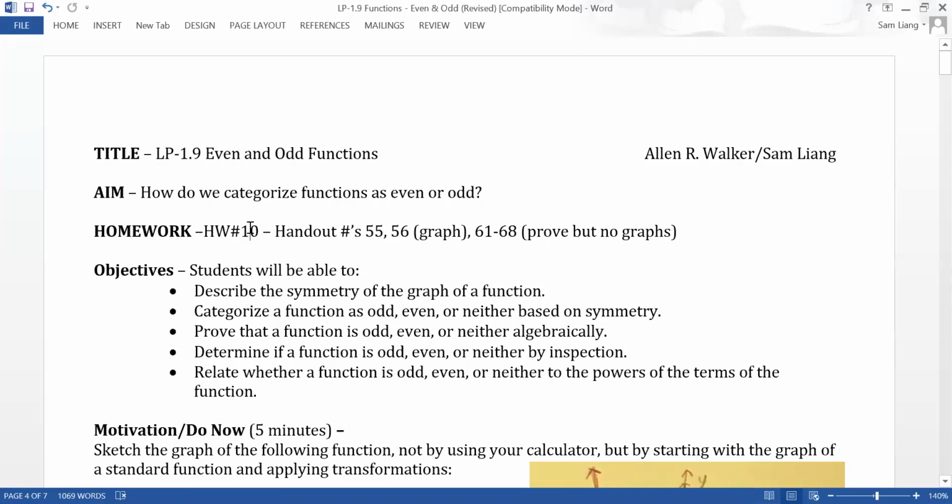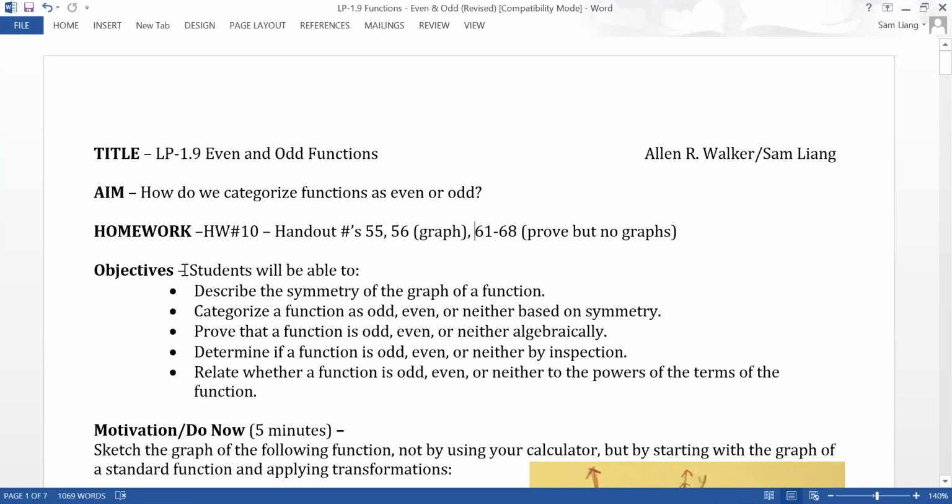Today's homework is going to be number 10, and it's going to be on a handout, numbers 55 and 56, which I want you to graph. And for numbers 61 through 68, I want you to prove it, but you don't have to graph, as it does say in the instructions. So just prove these 61 to 68, but you don't have to graph these.